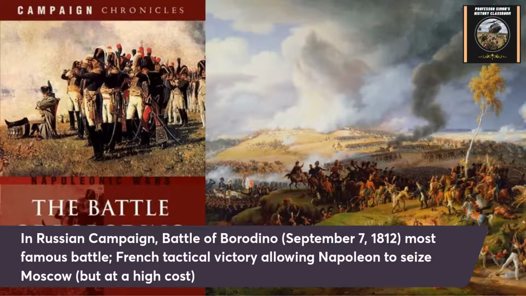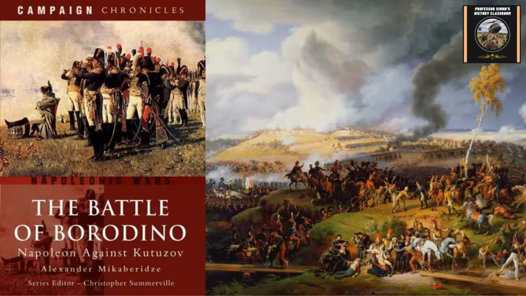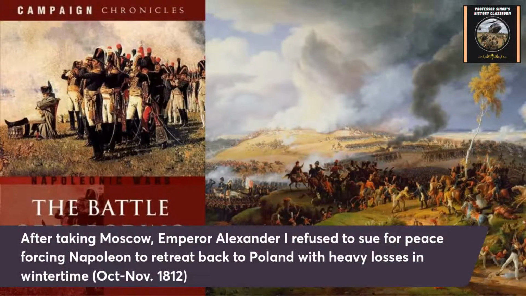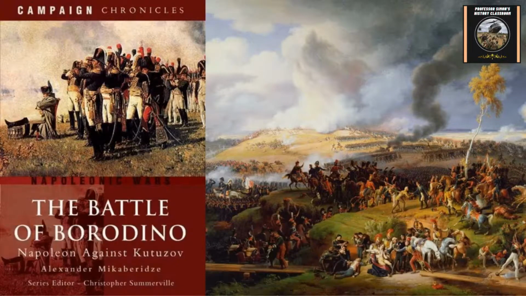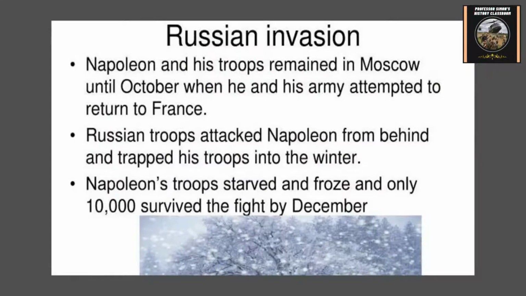The only thing about Moscow is that after he took it, Alexander I refused to surrender and sue for peace. So it forced Napoleon to return. Napoleon had to return to Poland in the wintertime, the Russian winter. They think that's what cost him the rest of his forces on the way back, as most of them were either harassed on their flanks or decimated by the winter.